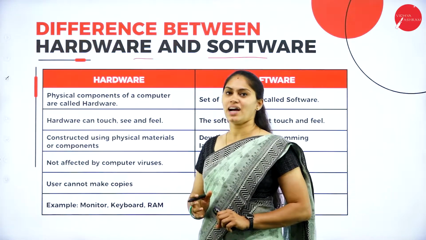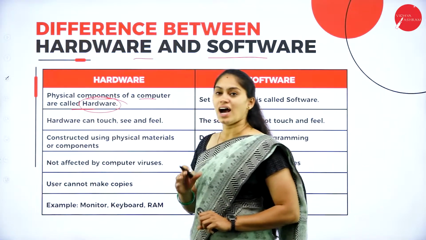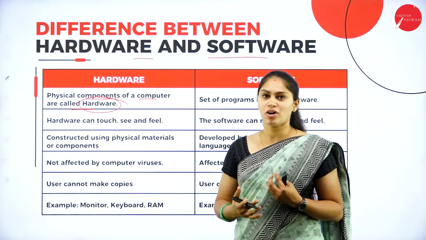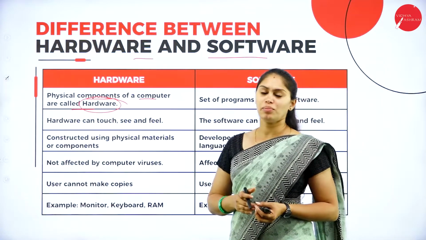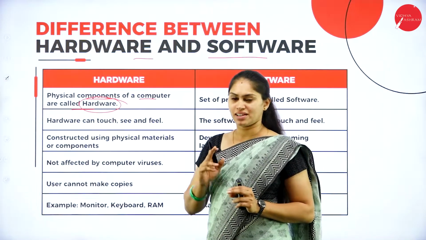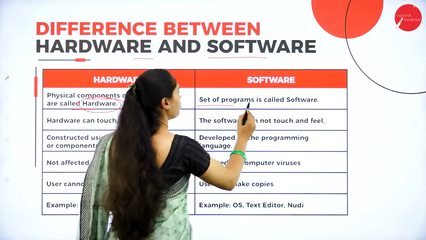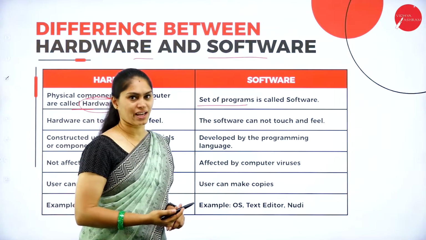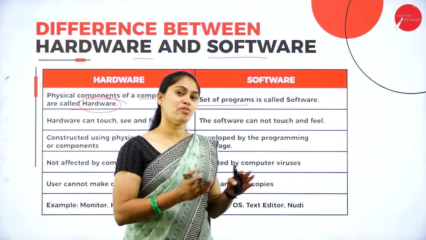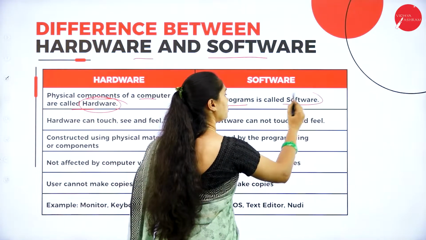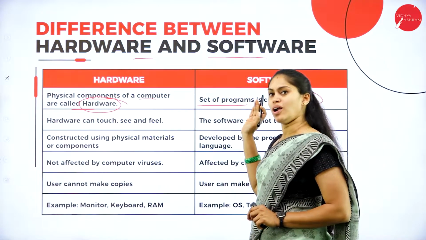Fine. So what do you mean by hardware then? The physical components of a computer are called as what? Hardware, which is physical in nature, developed or manufactured with the help of certain materials. That is what the physical components of a computer are called: hardware. Then what about software? Software is a set of programs, or a set of instructions, we can say. If it is a set of instructions, then that is a program. If it is a set of programs, then that is considered as what? Software. So the physical component is hardware and the set of programs is called software.